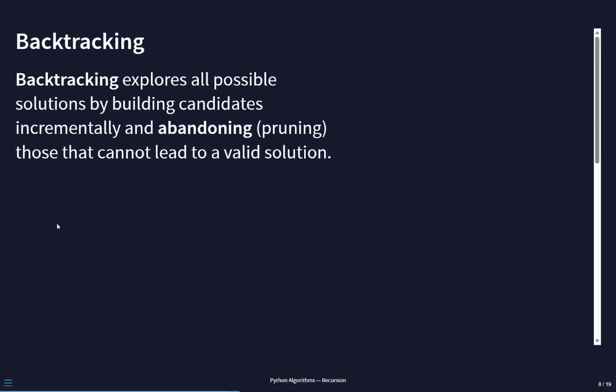Backtracking is a systematic approach to exhaustive search. Build candidate solutions incrementally, one choice at a time, and abandon any partial solution the moment you know it can't lead to a valid complete solution. That abandonment is the prune step, and it's what makes backtracking dramatically faster than brute force enumeration.